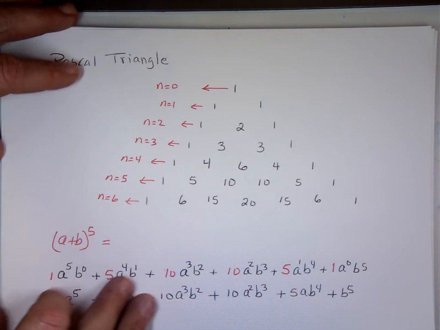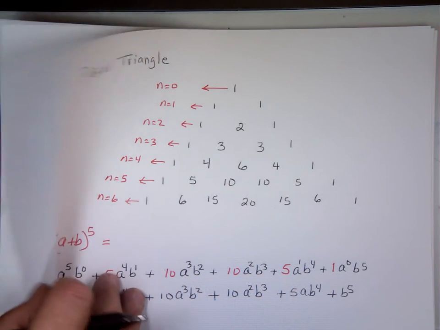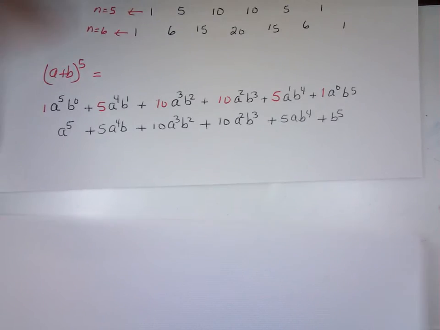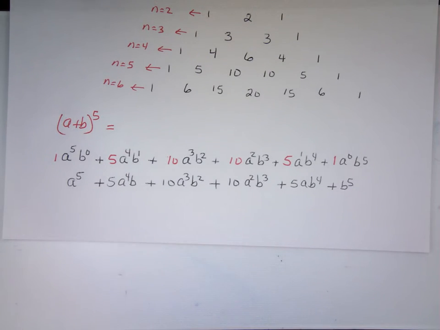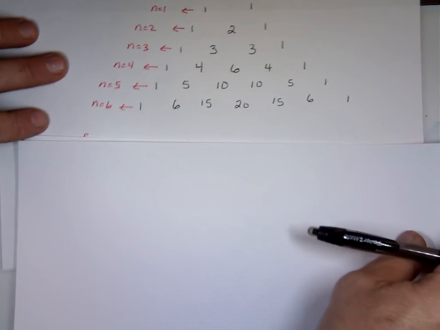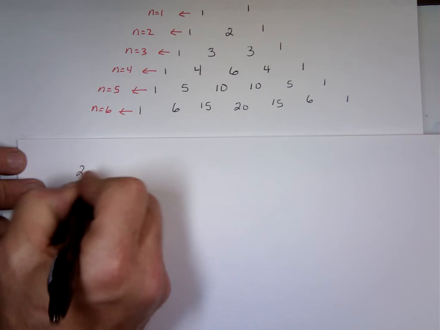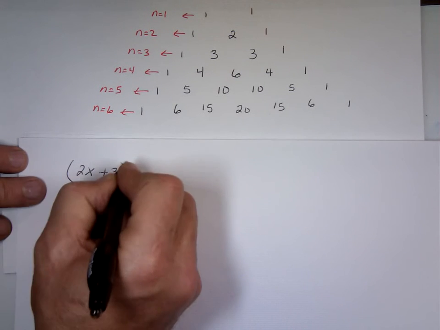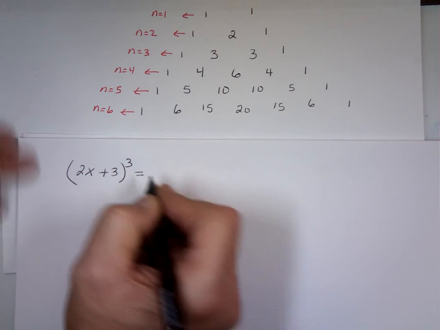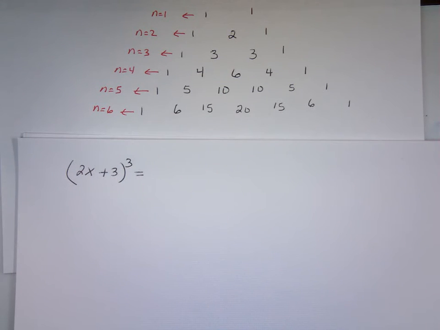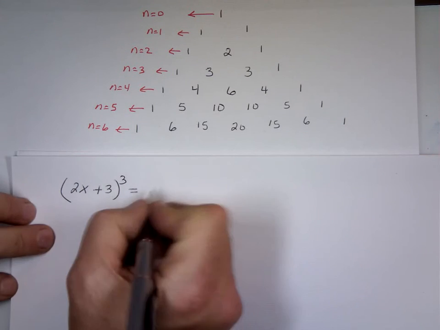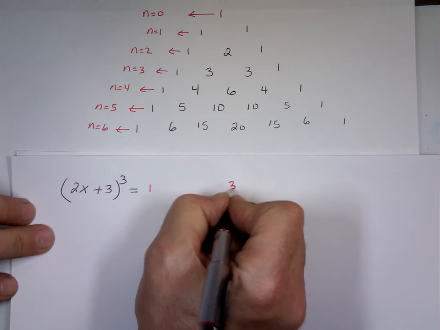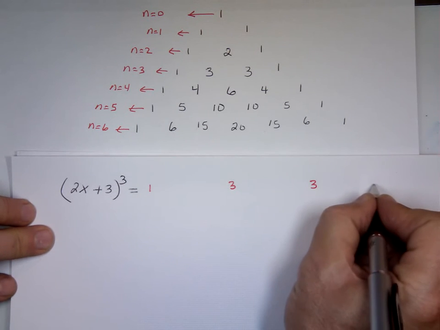And let's say it's not just A. Let's have fun. I'm having too much fun here. Let's say I have 2x plus 3 to the power 3. I want to do that. So I find where n equals 3. I see my numbers. What are they? 1, 3, 3, 1.